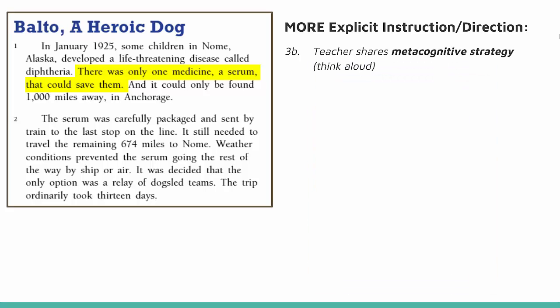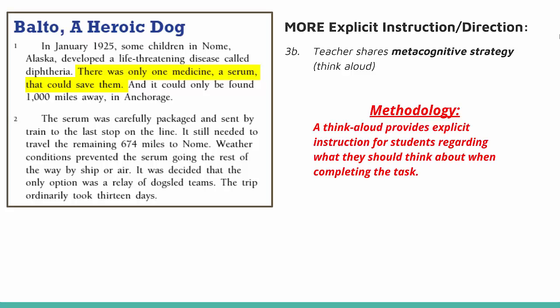Next, it is important that a think aloud occurs. For example, making a question is difficult for me. I have to remember that I'm starting with the answer, or the important information, and then consider what question would have the answer. I can do this. A think aloud provides explicit instruction for students regarding what they should think about when completing the task.